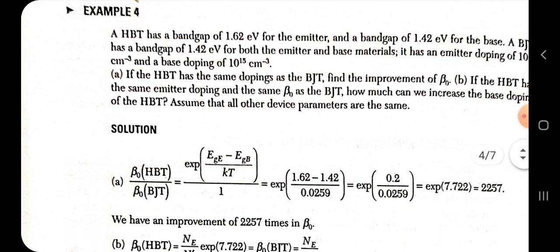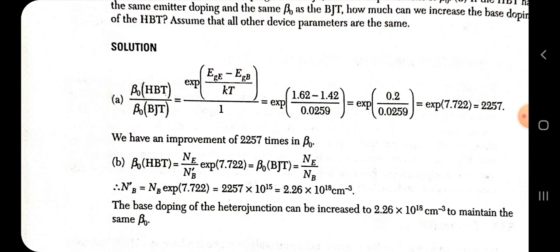Now we take the solution. Beta 0 HBT divided by beta 0 BJT is equal to exponential of Ege minus Egb divided by kT divided by 1. This is equal to exponential of, if we put the values, 1.62 minus 1.42 divided by 0.0259. This is equal to exponential of 0.2 divided by 0.0259. This gives us exponential of 7.722. This is equal to 2257. We have an improvement of 2257 times in beta 0.